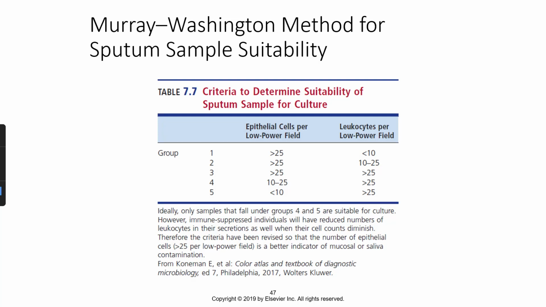So the criteria to determine the suitability of a sputum sample for culture, you can see we want group 4 or 5. So we want between 10 to 25 epithelial cells per low power field, or greater than 25 leukocytes. Or we can have less than 10 epithelial cells, greater than 25 leukocytes. So this is our ideal range if you're asked on an exam for this class, or on the qualifying exam, what is a suitable range for epithelial cells and leukocytes, or white blood cells, neutrophils. For a sputum specimen, you would say less than 10 epithelial cells, greater than 25 leukocytes or neutrophils.